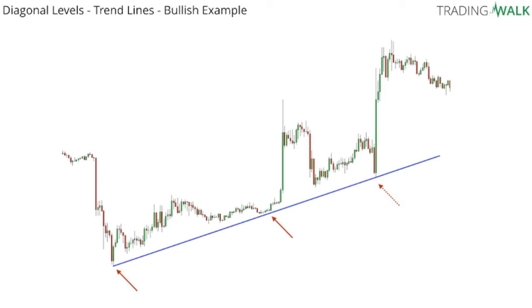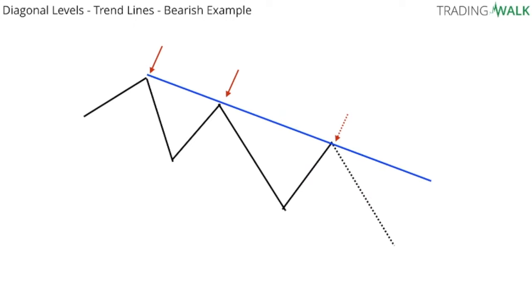Now let's take a look at a bearish example. The same thing here. When we have two highs marked out by the first two arrows, we can draw a trend line from that. And this trend line is sloping down, giving us a bearish trend line. And when price comes back up to that level, we want to go short. So at the third touch, we go short and expect the market to decline.